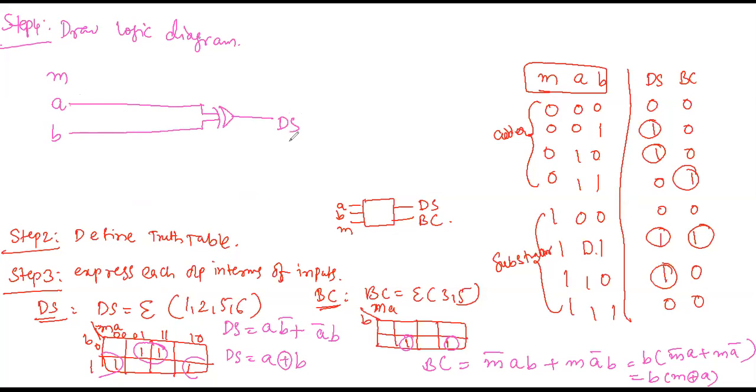This is DS. Next, BC is equal to M XOR A, M A XOR, into B. So take the B value from here into the AND gate. So this is BC. This is the internal circuit of the design. It has two XOR gates and one 2-input AND gate.